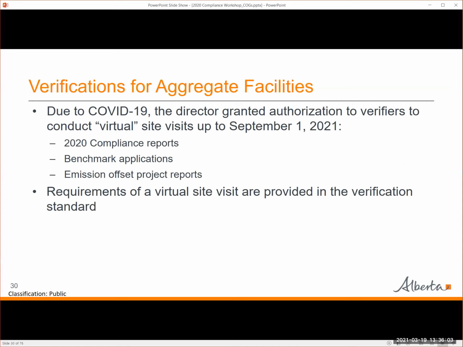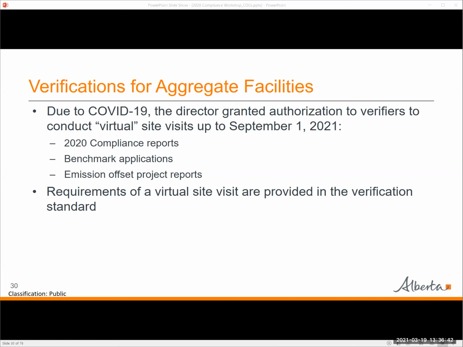So because of the COVID-19 pandemic, the director has granted authorization to verifiers to conduct what we call virtual or remote site visits up to September 1st, 2021. This includes verifications of 2020 compliance reports, benchmark applications, and emission offset project reports that are submitted by September 1st, 2021. Verifiers that have previously conducted verifications in Alberta would have received a letter giving that authorization already.